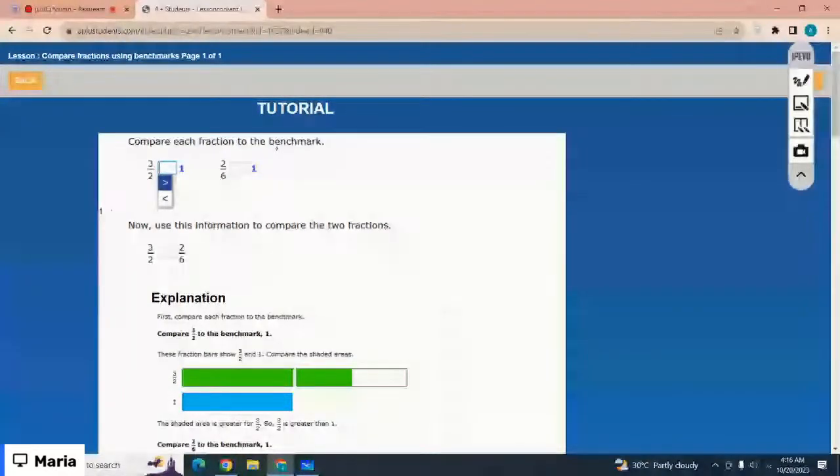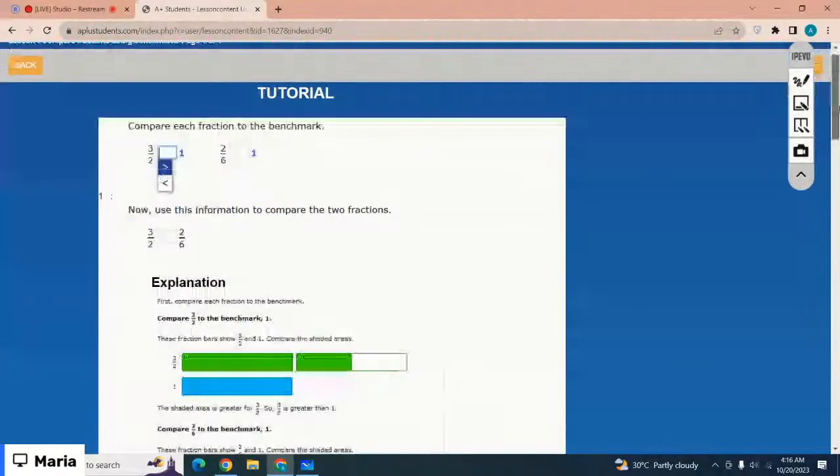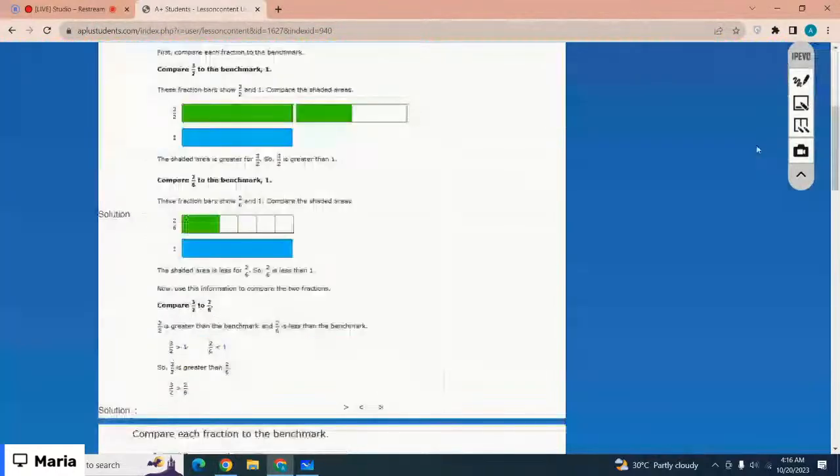This is 3 over 2. You can see the numerator is greater than the denominator, right? So obviously 3 by 2 is greater than 1 because the numerator is greater than the denominator. Then you compare 2 by 6 to 1. So 2 by 6 is less than 1, right? That means 3 by 2 is greater than 1 and 2 by 6 is less than 1. So that means 3 by 2 is greater than 2 by 6.